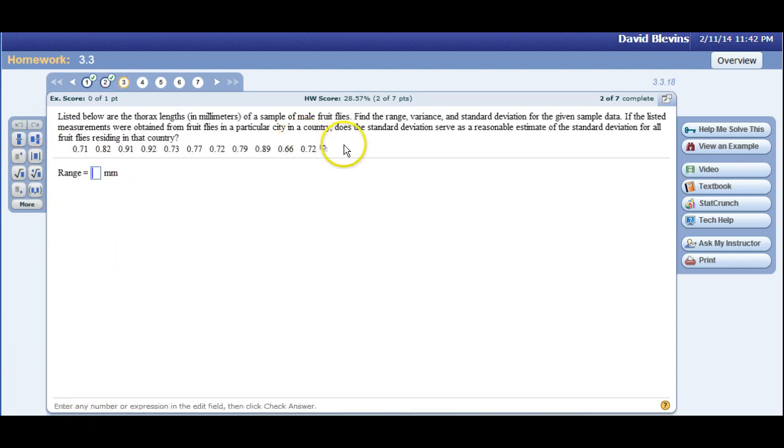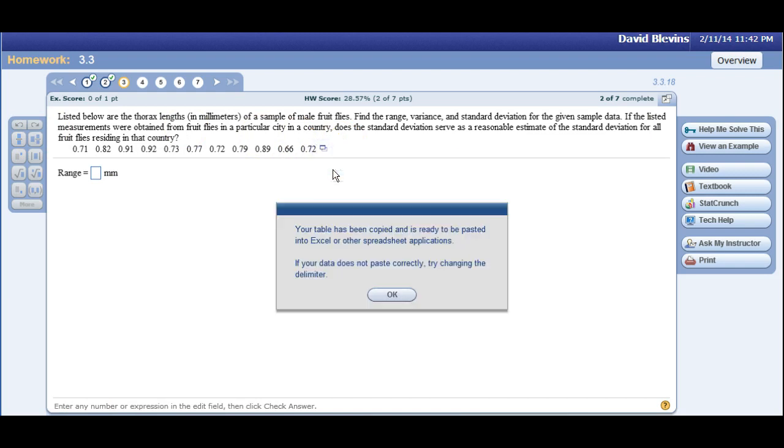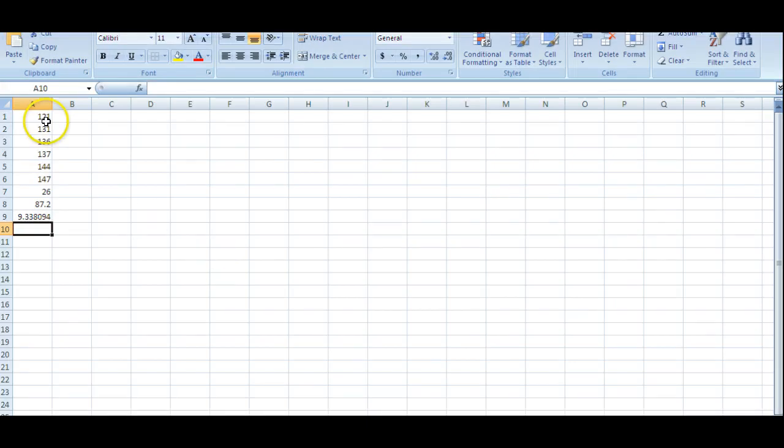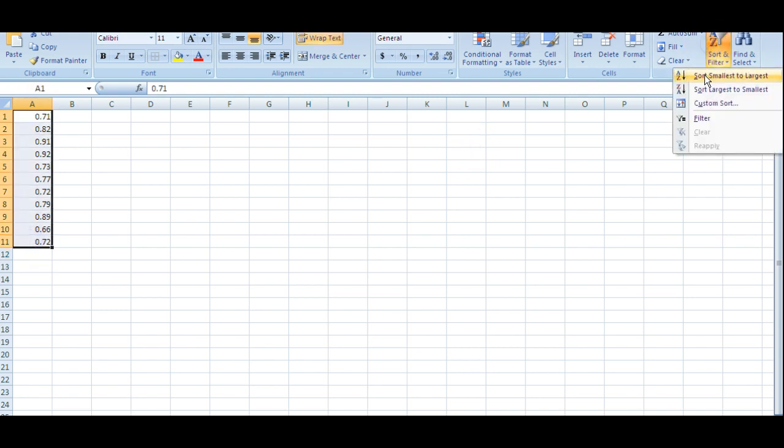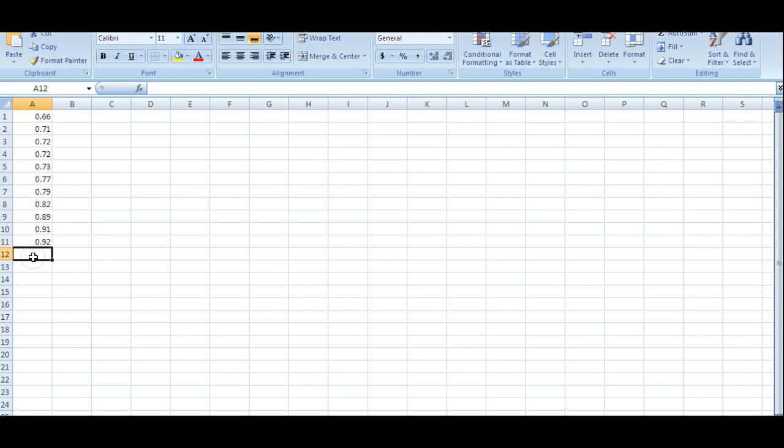Alright, same thing. Copy your data, paste it. Alright, I'm going to go ahead and sort it so I can get the range. That's the first thing it's asking me for. And then the range is the largest minus the smallest. 4.26.